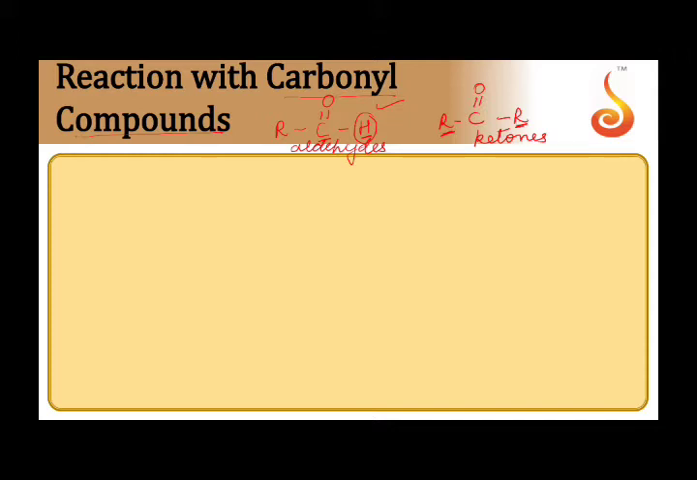So let's take the simplest aldehyde. Let's learn this by taking 3 reactions. So my first reaction, I am taking the simplest aldehyde, that is formaldehyde. Formaldehyde is also called as methanal. IUPAC name is methanal. So formaldehyde, what happens when I am adding Grignard reagent? For an example, I am taking here methyl magnesium iodide.